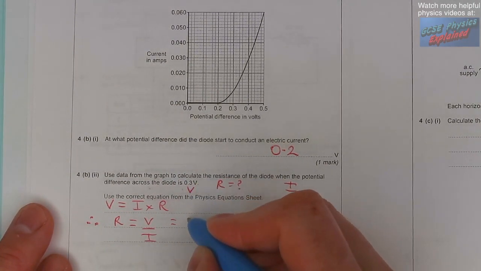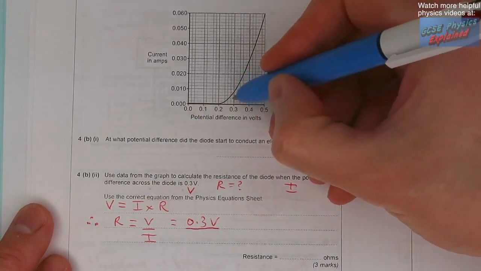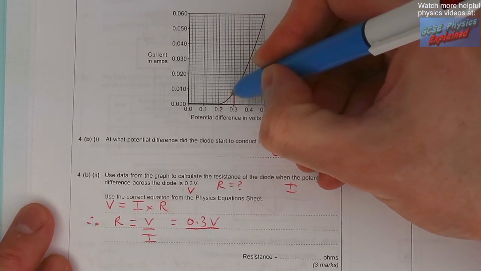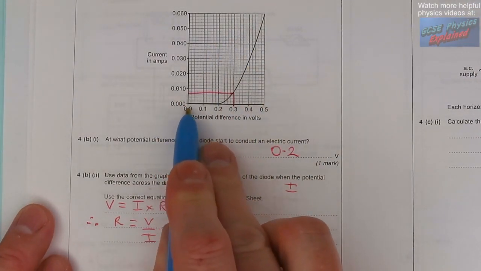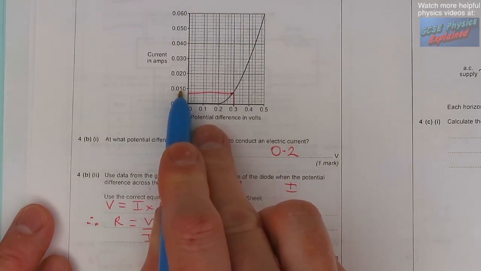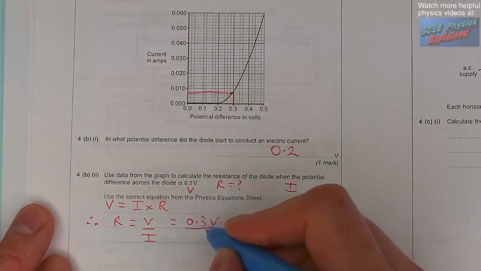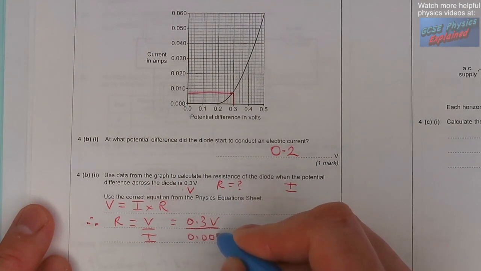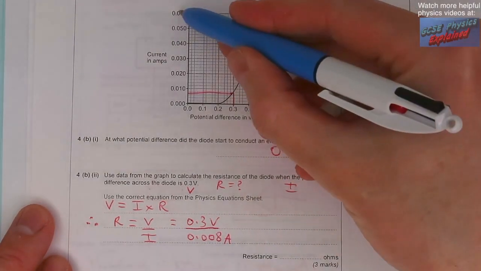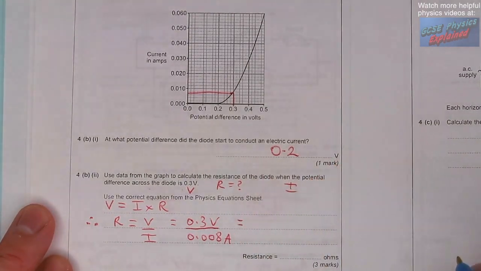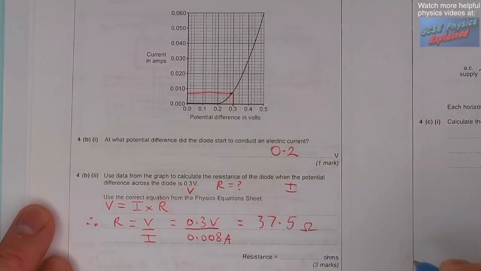Now it tells us it wants the voltage to be 0.3 volts, so from the graph, when the voltage is 0.3, you can see that the current is that. Now that's 0 and that's 0.010, so that'll be 0.08. Sorry, 0.008 amps. I've tried to make it confusing by putting some extra noughts on the front. Be careful. And that equals 37.5 ohms.